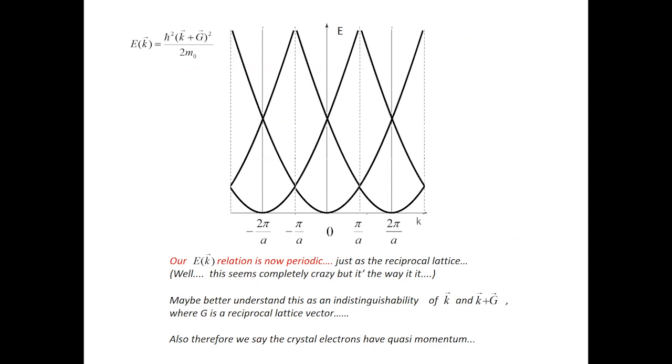I know that this seems completely crazy, but it's the way it is. If you have an electron in a periodic potential in a crystal, then the relation of energy and momentum is periodic. So it's not quite easy to imagine what happens. Maybe it's not good to imagine it as accelerating electrons so that their energy goes up and down and up and down. Maybe it's better to understand this as the indistinguishability of K and K plus a reciprocal lattice vector.